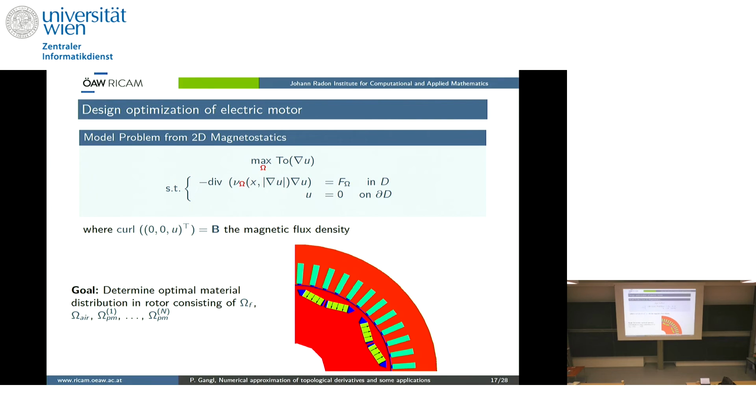Okay. Here U is just the potential, and the curl of U gives the magnetic flux density, just for physical interpretation. And what we want to do now is find the optimal distribution of material in the inner part here. And we want to allow for different materials, that is ferromagnetic materials, the red one, omega F, and air, which is the blue one. And we also model the different magnets with different magnetization directions as different materials. So for instance, we will allow for 8 different magnetization directions, which gives rise to a problem where we want to distribute 10 different materials.